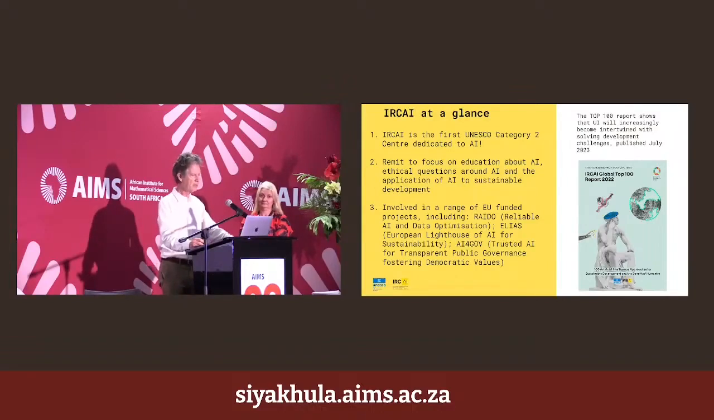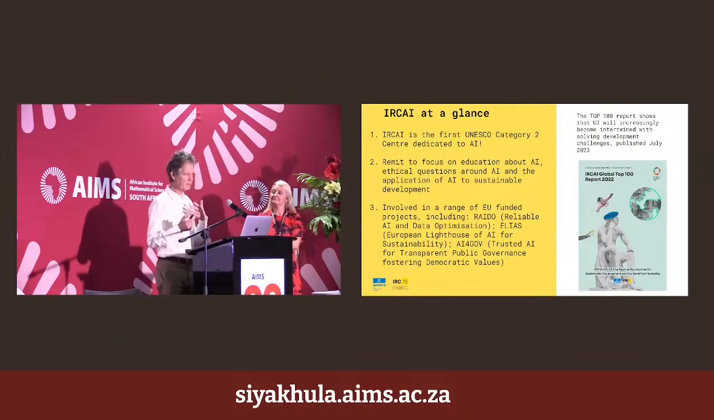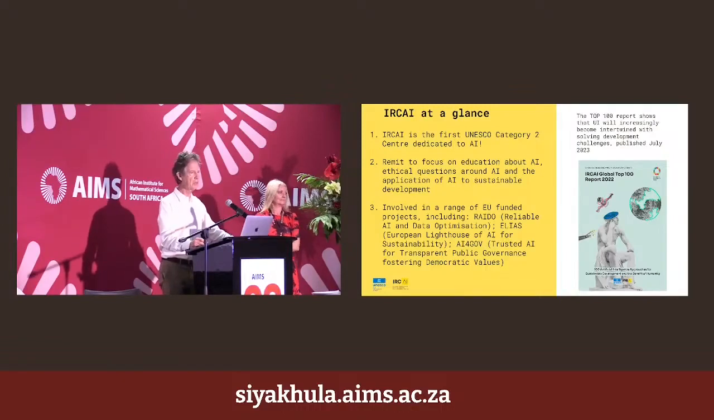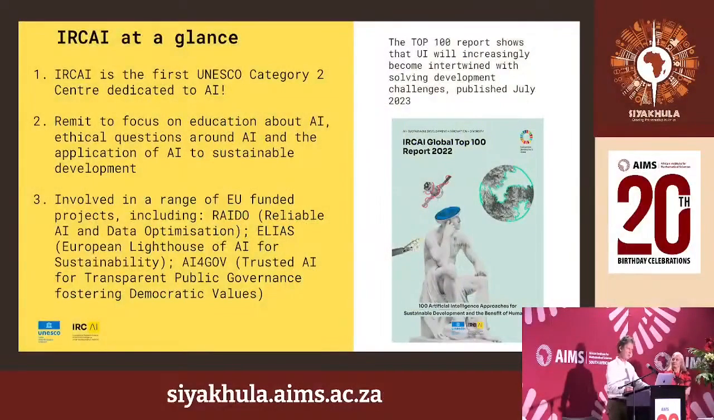We're also involved in a number of EU projects which are relevant to the type of work that we're interested in: RIDO, Reliable AI and Data Optimization, ELIAS, the European Lighthouse of AI for Sustainability, and AI for Gov, Trusted AI for Transparent Public Governance, Fostering Democratic Values. So these are the kind of projects that are funded within the European Union, but we are always trying to ensure broader involvement of third-party countries in activities. So, for example, we'll be hosting a workshop in Sweden in June, at which we are encouraging and will be funding participation from other parts of the globe.